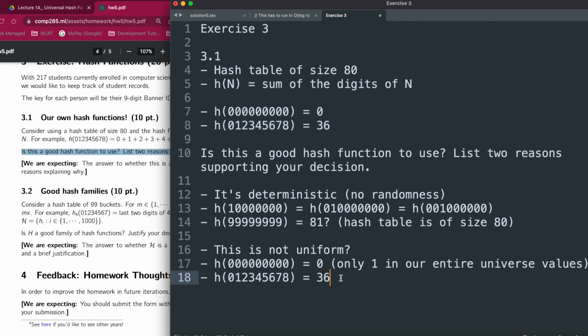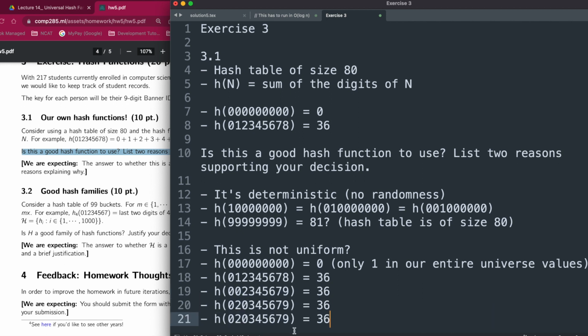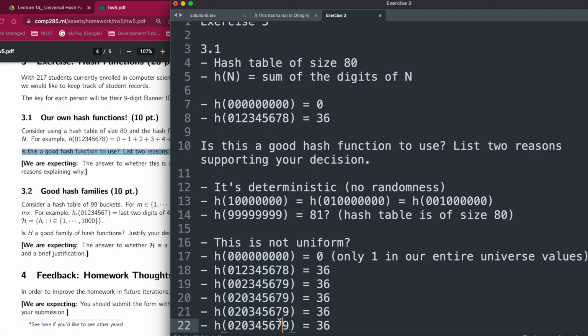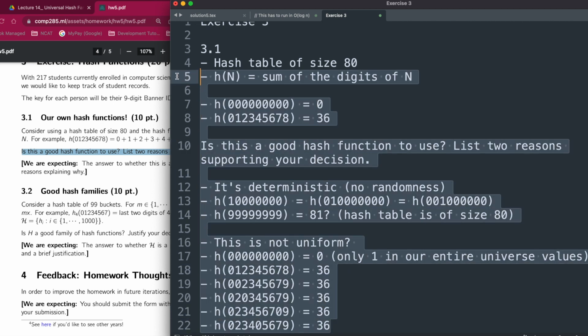We have 0, 1, 2, 3, 4, 5 hashes to 36. We have, let's add 1 here and let's remove this 0. So this also hashes to 36. And then we have, this hashes to 36. And essentially, you have a lot of numbers, like this one hashes to 36 too, and this one hashes to 36, right? So you have a lot of numbers that hash to 36, but you only have one that hashes to 0. So you can immediately tell that this is actually not uniform, right? So there are some buckets that get more elements. So these are reasons why this is a pretty bad hash function.